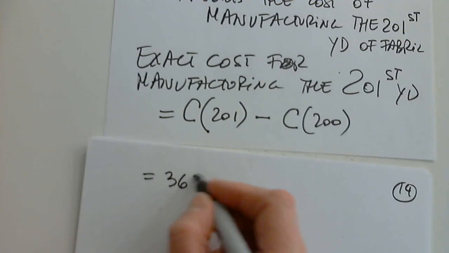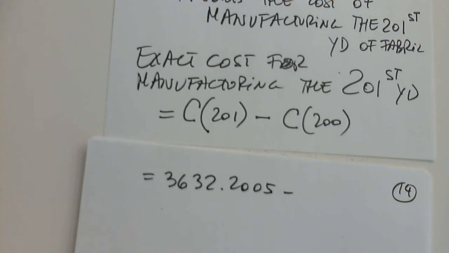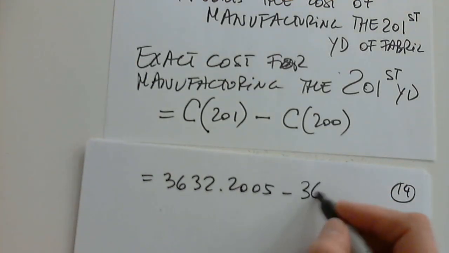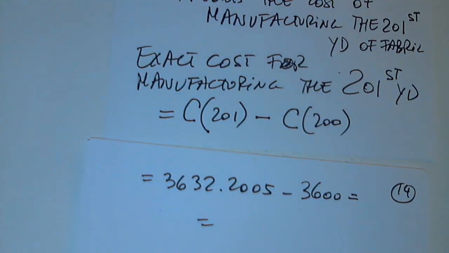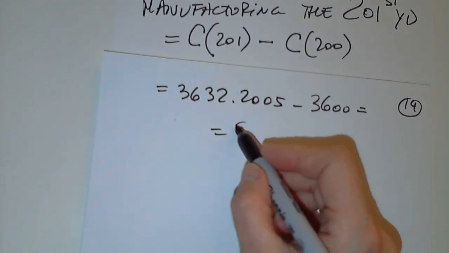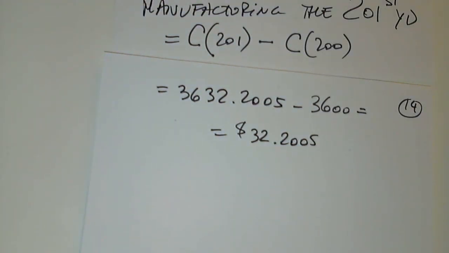is 3632.2005 minus 3600. And the answer is exactly 32.2005. So this is the exact cost for manufacturing the 201st item.